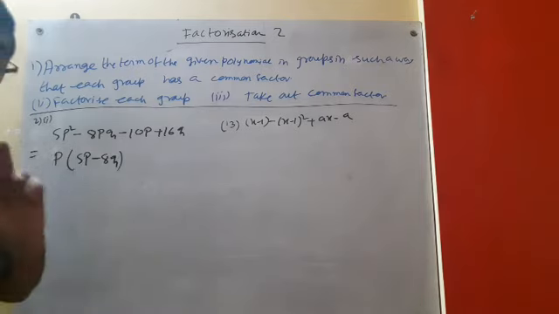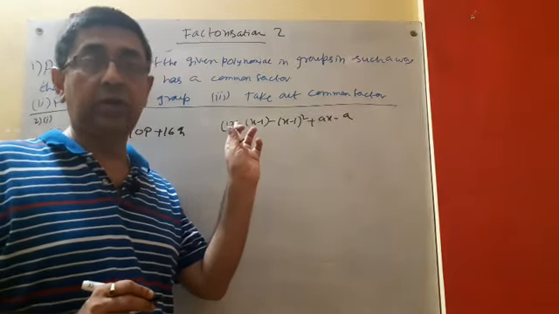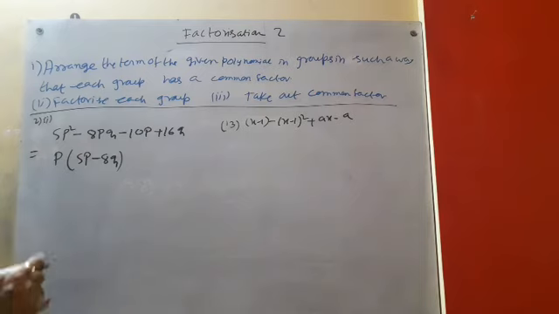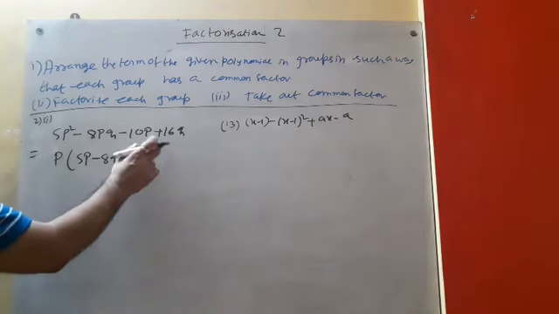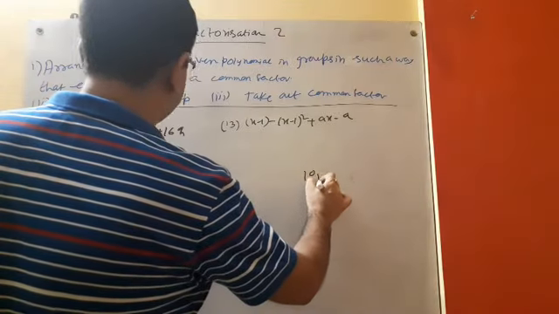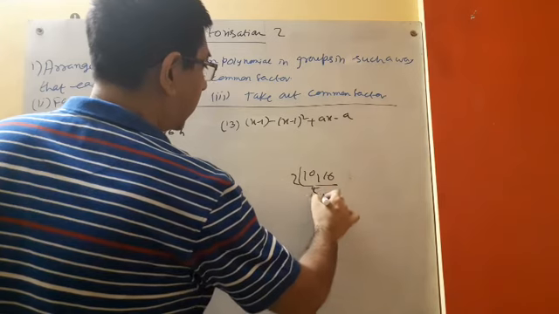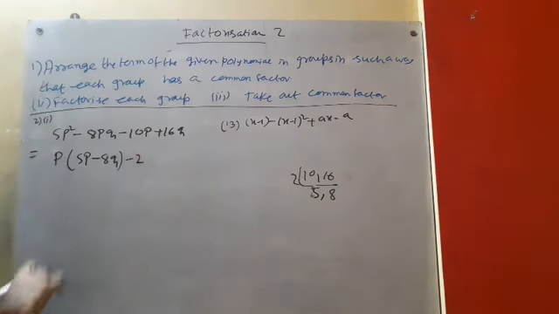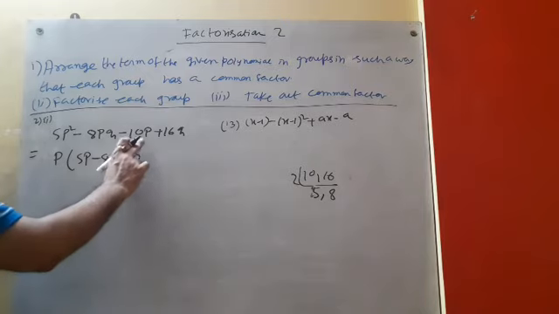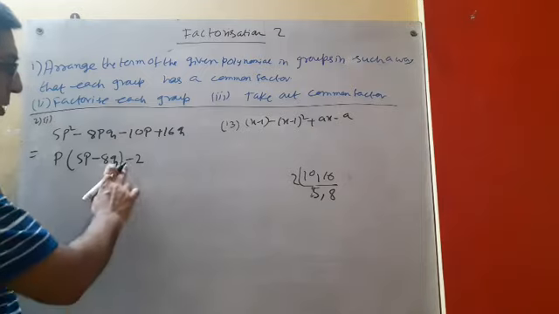You must see the first video, otherwise it is quite difficult for you to understand. So p into 5p minus 8q. Now what is the common factor in the other two terms? What is the HCF of 10 and 16? The HCF of 10 and 16 is 2. So we take common minus 2, because the minus sign is here. No p, no q, because p is single here and q is also single. So take common minus 2.